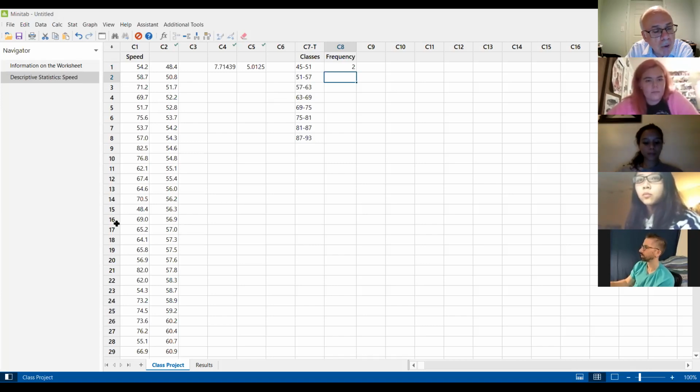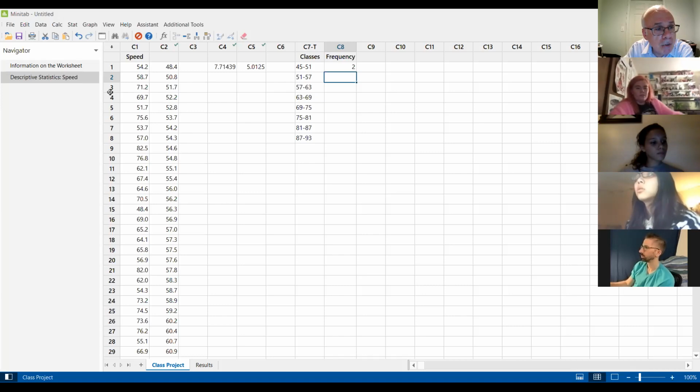56.9 is in row 16. 51.7 is in row 3. 16 minus 3 plus 1 is 14. Notice why I have to do plus 1, right? Because I want to include the last one. The 16th row, minus the 3rd row, which is 13, plus 1 is 14. There's 14 here.